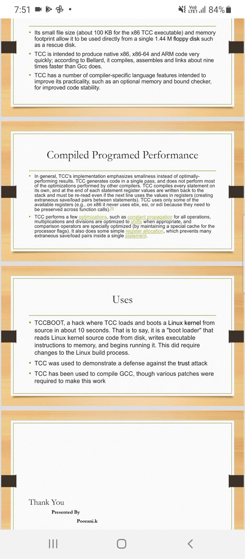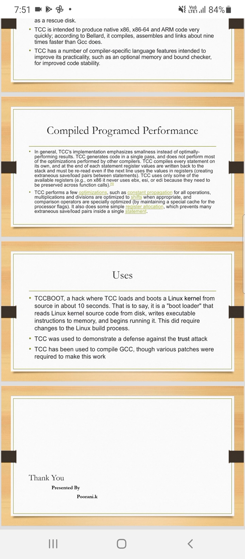Next, what are all the uses of the Tiny C compiler? TCC Boot, a hack where TCC loads and boots a Linux kernel from source in about 10 seconds. That is to say, it is a bootloader that reads Linux kernel source code from disk, writes executable instructions to memory, and begins running it. This did require changes to the Linux build process. TCC was used to demonstrate a defense against the trusting trust attack. TCC has been used to compile GCC, though various patches were required to make this work.